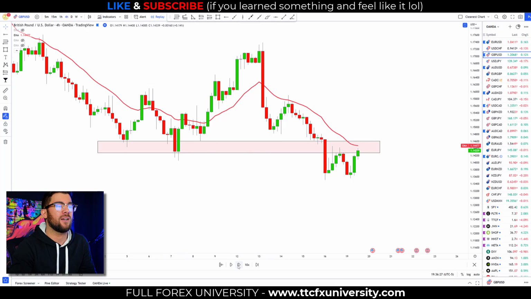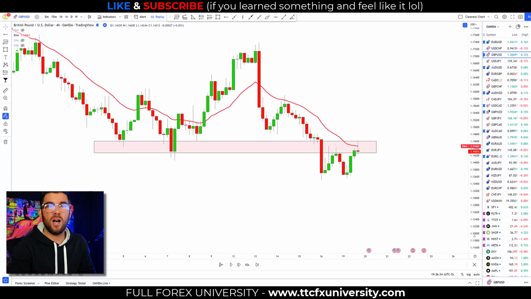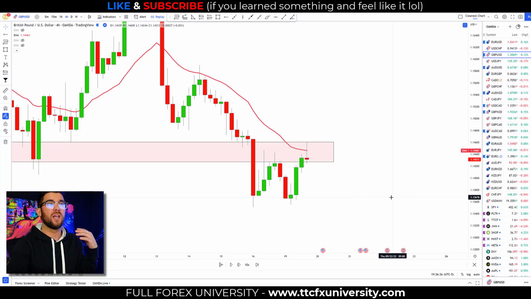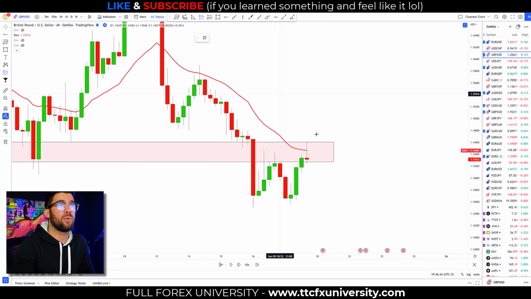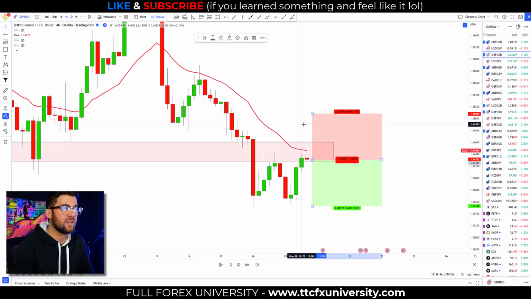And if we hit play here, what do we get? We get the touch of the EMA. So that shows that the EMA is acting as resistance along with a shooting star candle. So this would be a good example of somewhere that I would place a trade based on all of my factors coming together.